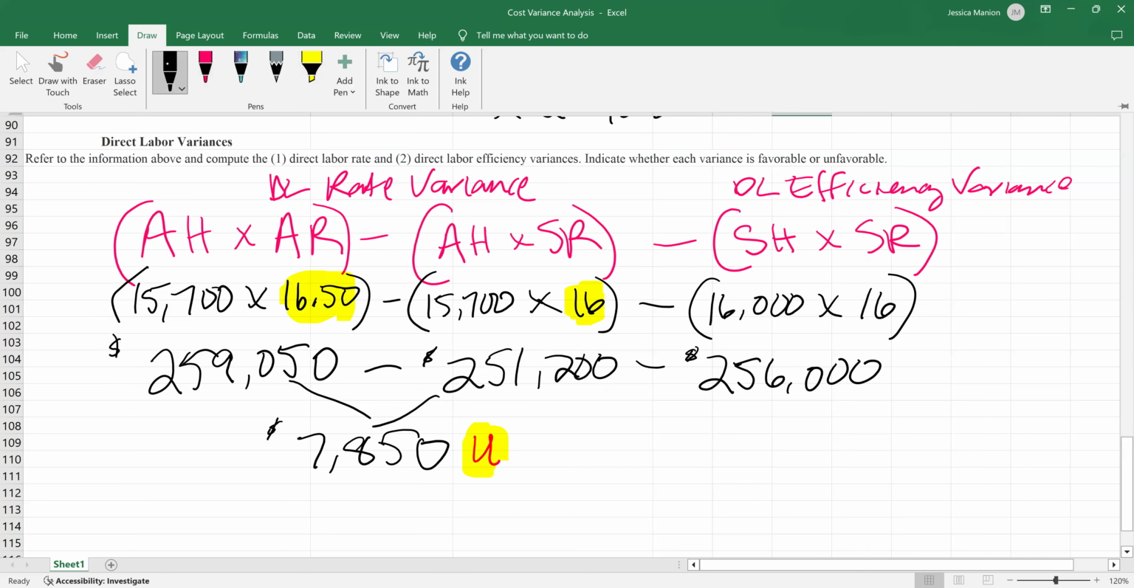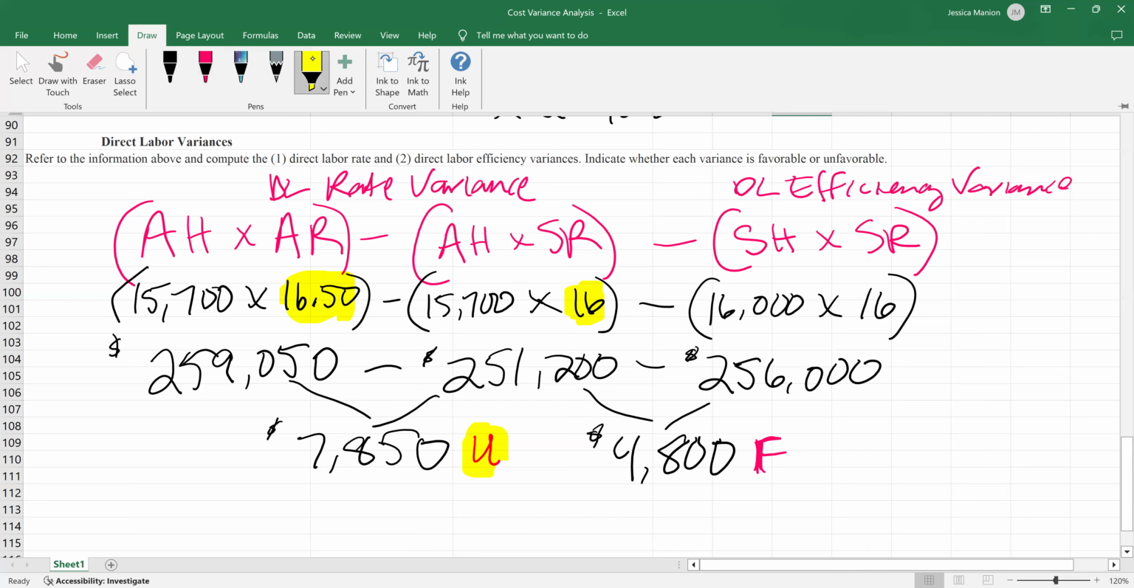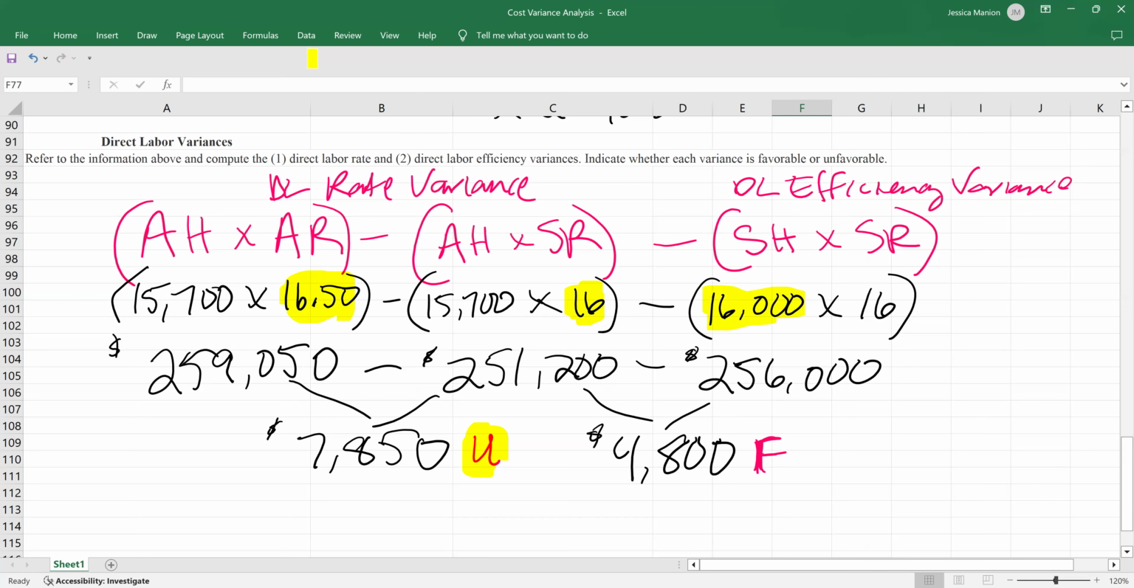Okay. Now we can take the difference between these two. So 256,000 minus 251,200. Here, 4,800. And this one is favorable. Favorable because again, like we talked about, based on the number of units we produced, we should have used 16,000 direct labor hours. We actually only used 15,700. So we were more efficient, right? That was favorable. We were more efficient.